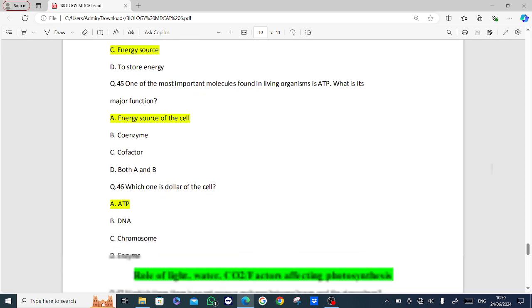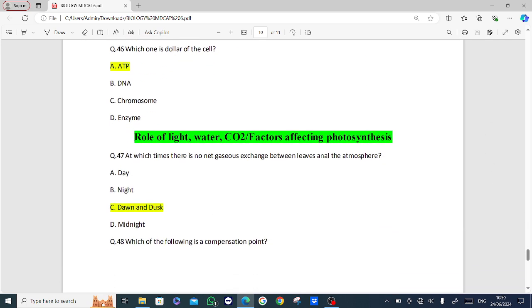Next MCQ is, which one is the dollar of the cell? Options are ATP, DNA, chromosome, enzyme. Answer is option A, ATP.